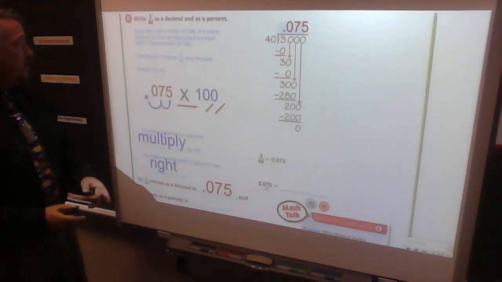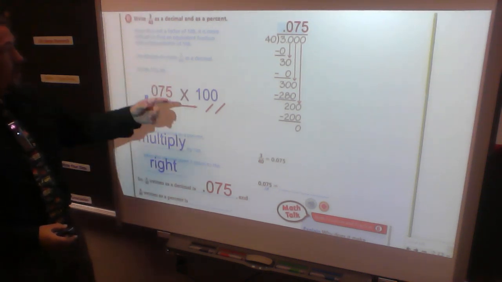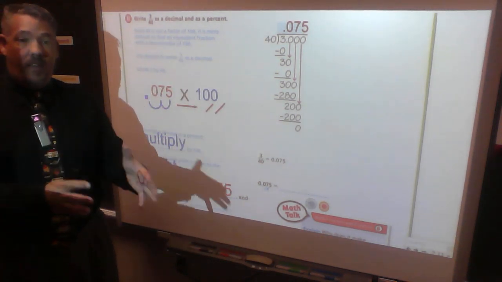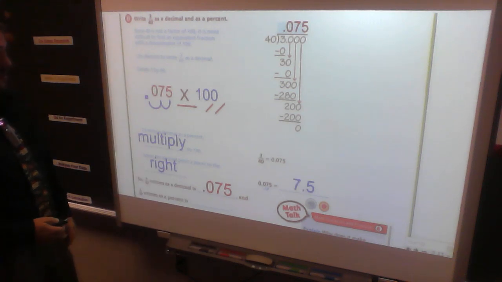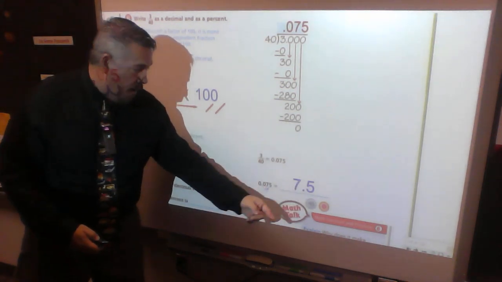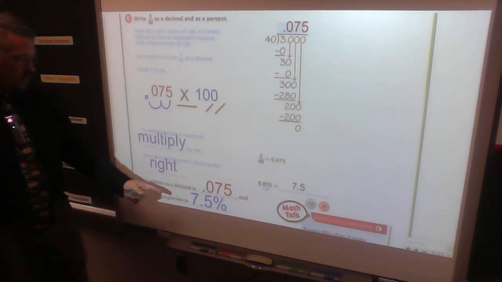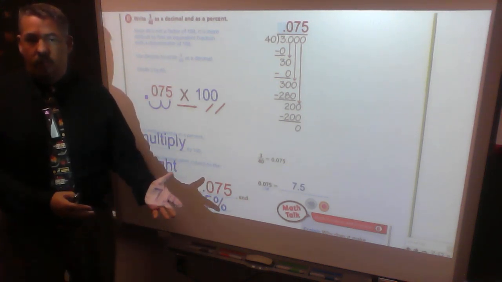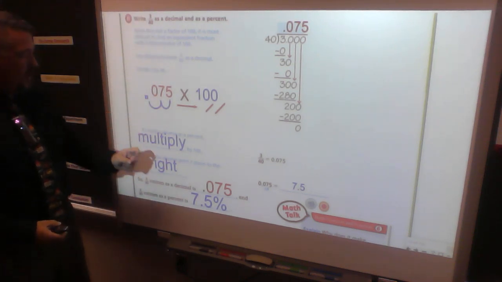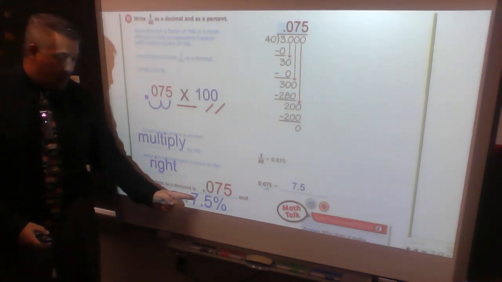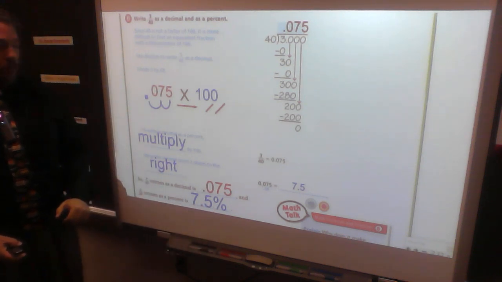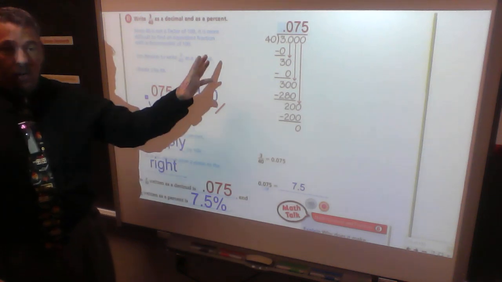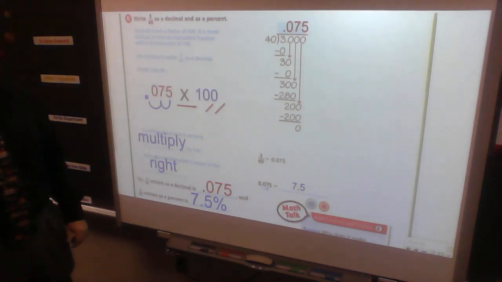So that tells me that 3/40ths, which is 0.075, 75 thousandths, is the same as 7.5 with a percent. So 7.5% would be the answer. So I started with my fraction, I created my decimal, I created my percent, and I included my label. So I have 1, 2, 3 points there, and I showed work, 4 points for this question.